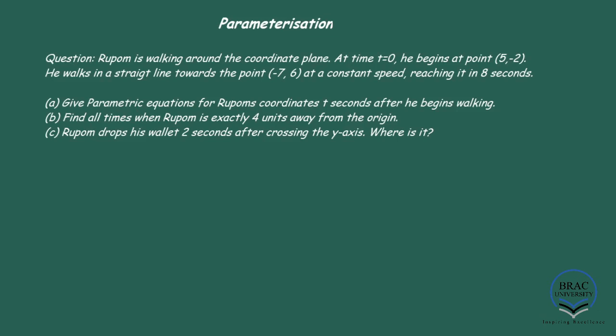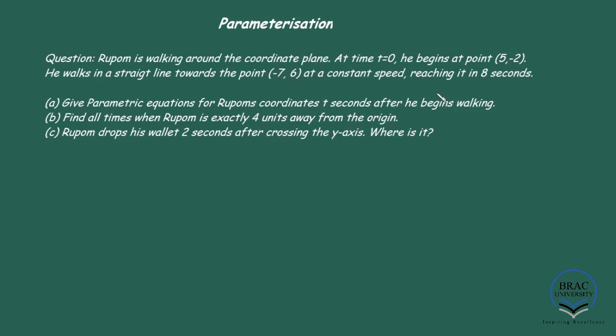So let's dive in. The problem statement says Rupam is walking around the coordinate plane. So we are at a coordinate plane, x and y coordinate plane. At time t equals 0, he begins at point (5, -2), so that's his starting point. He walks in a straight line, completely straight, towards the point (-7, 6) at a constant speed. So it's a straight line connecting these 2 points. This is the starting point, this is the ending point, and it's a straight line connecting these 2 points.